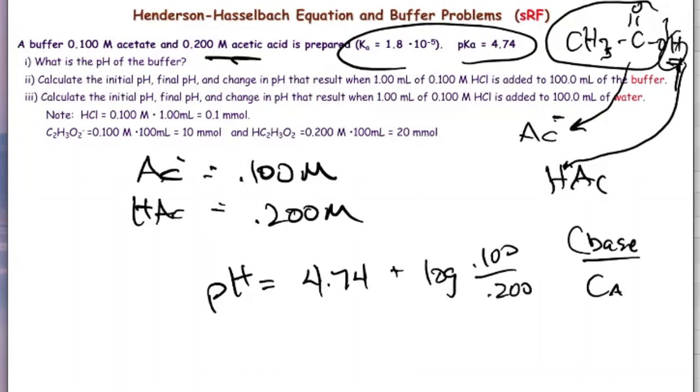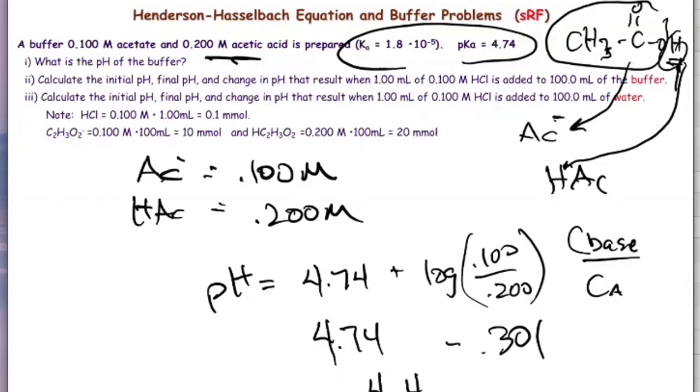So the base is going to be 0.100 over 0.200. So this is just the log of 0.5. And if you take the log of 0.5 and put that in your calculator, that term goes to negative 0.301. So if you take 4.74 and you subtract 0.301 from that, we have a pH of 4.439.